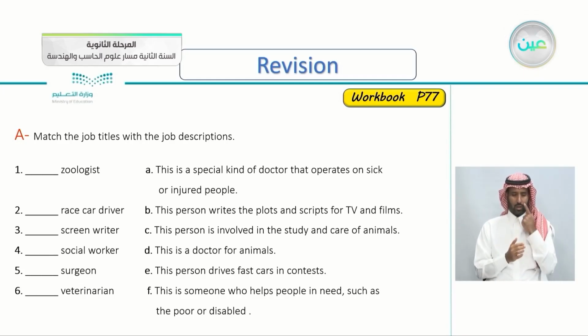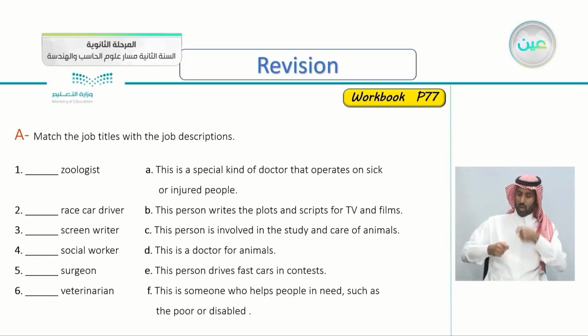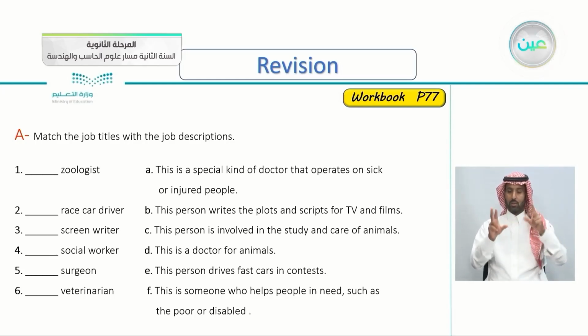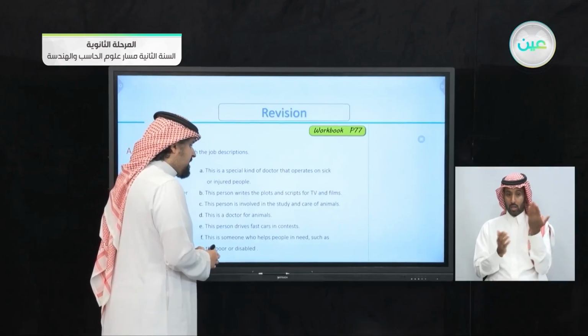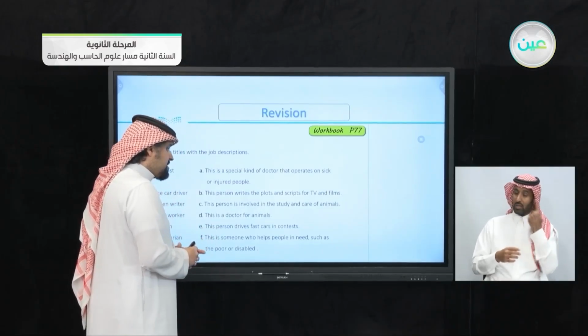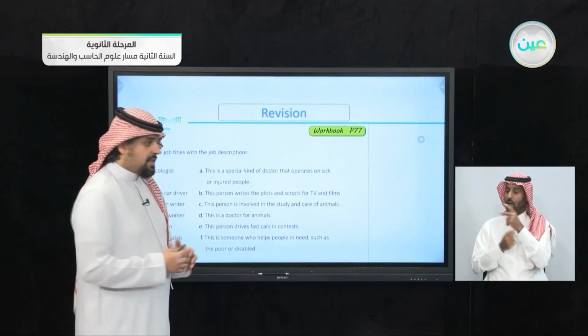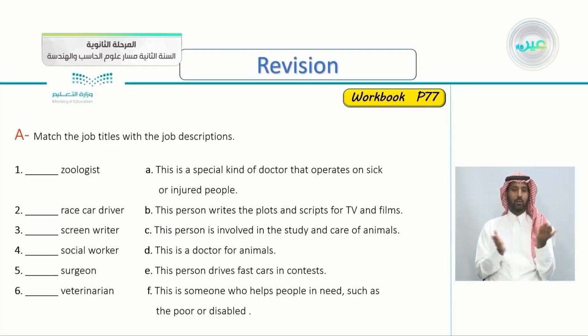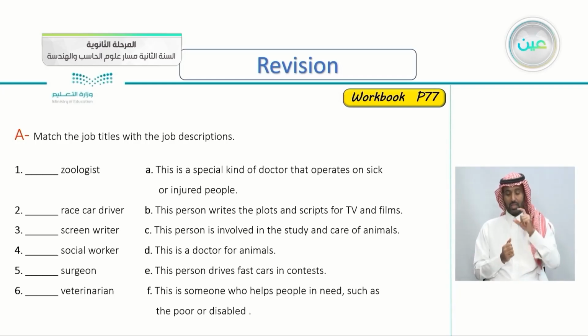And we have a list of job descriptions. A, this is a special kind of doctor that operates on sick or injured people. So he's a doctor, but he's a special kind of doctor. Number B, this person writes the plots and scripts for TV and films. So someone who writes TV scripts for films. C, this person is involved in the study and care of animals. So C is someone who is involved with animals, with the study of animals, of course. D, this is a doctor for animals.